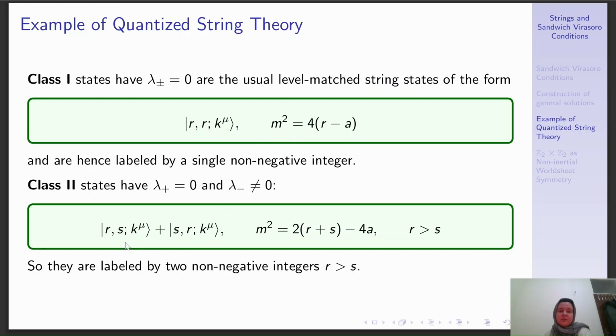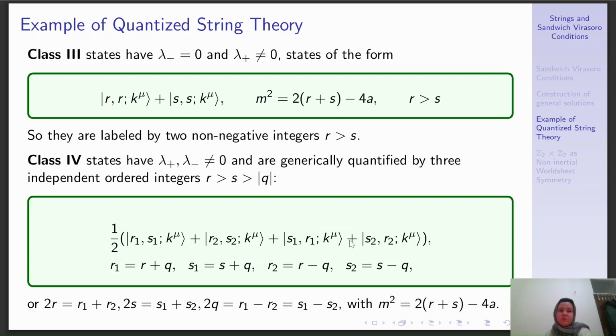They can be written as a sum of 2 terms with left and right levels interchanged, and we have this Mathieu condition for these states. Class 3 states have lambda plus not equal to 0, and they can be written as a sum of 2 terms which are separately level matched and a Mathieu condition. And class 4 states are more general.